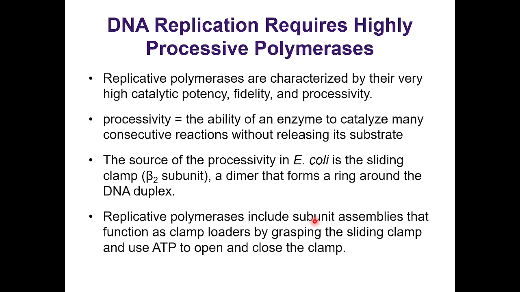The source of the processivity in E. coli is going to be the sliding clamp. That's the beta-2 subunit. That's going to be a dimer that forms a ring around the DNA duplex. The replicative polymerases are going to include subunits assemblies that will function as clamp loaders. These work by grasping the sliding clamp and using ATP to open and close the clamp.